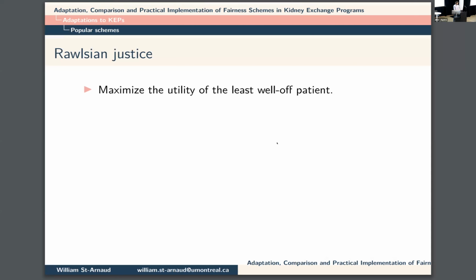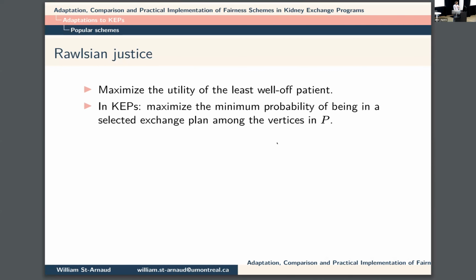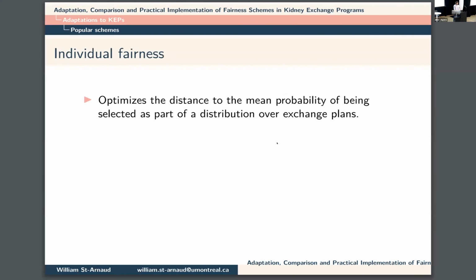The third one is Rawlsian justice. This is like the max-min in optimization. You want to maximize the utility of the least well-off patients. So this is maximizing the minimum probability of getting a transplant over all the patients.